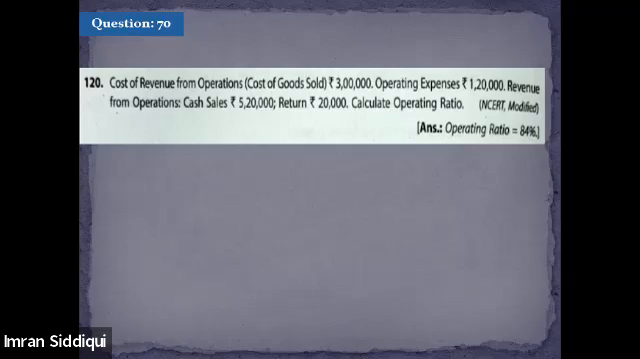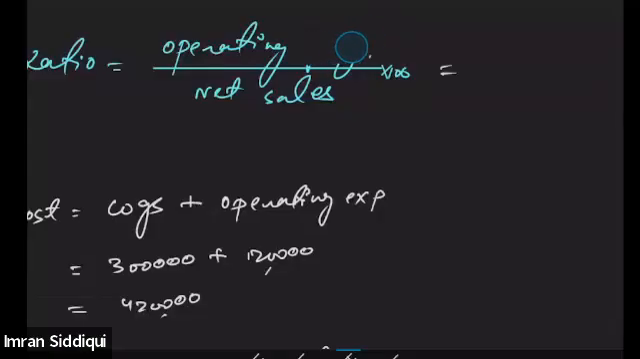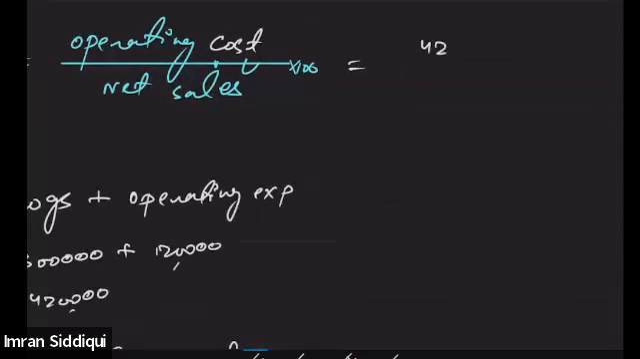Okay. The question requires us to find out the operating ratio, not the operating profit ratio. I applied the formula for operating profit ratio. Operating profit ratio and operating ratio are different. Yes, sir. The formula for operating ratio is not operating profit divided by net sales. It will be operating cost divided by net sales.